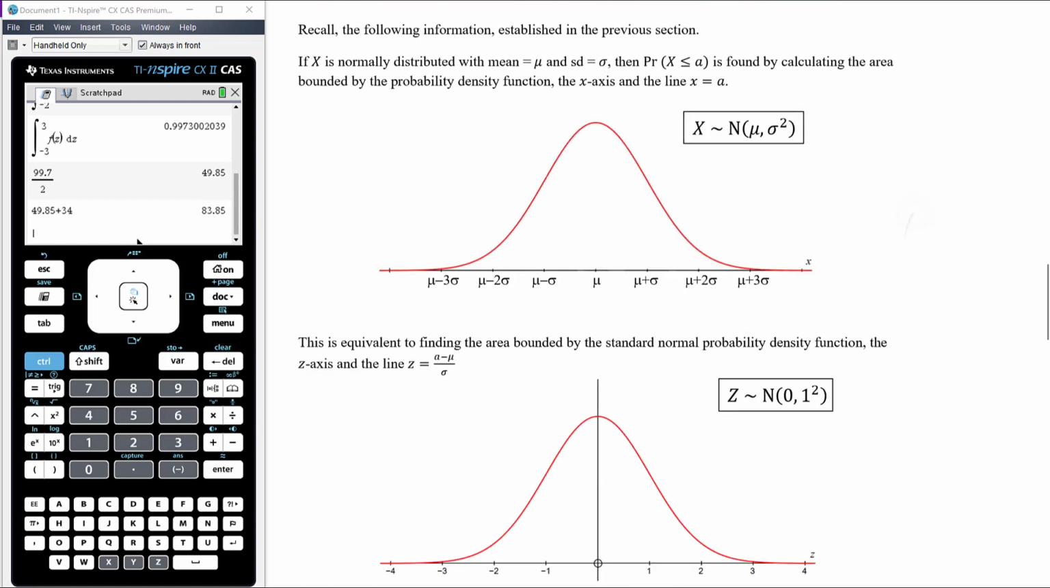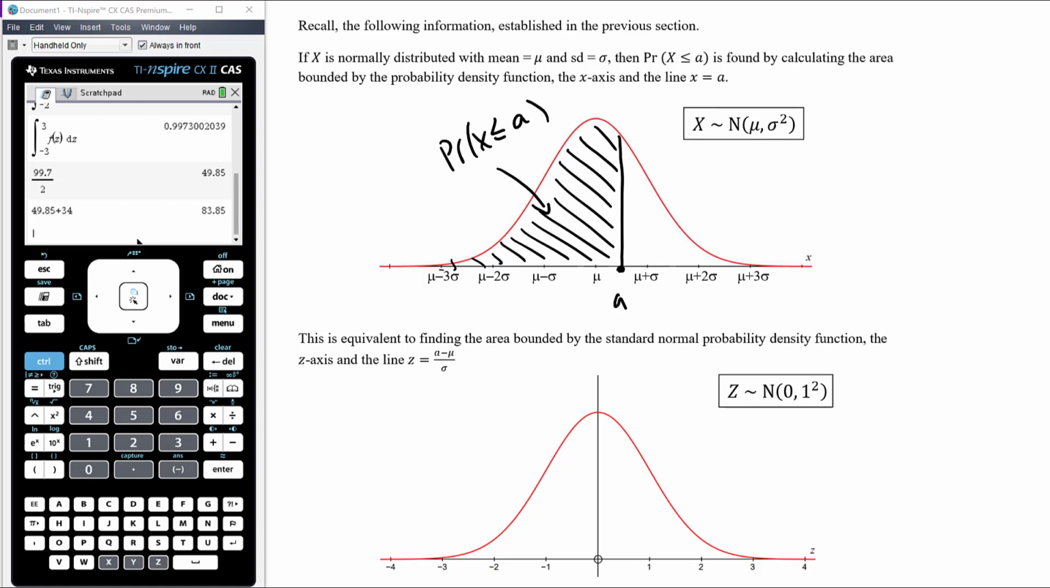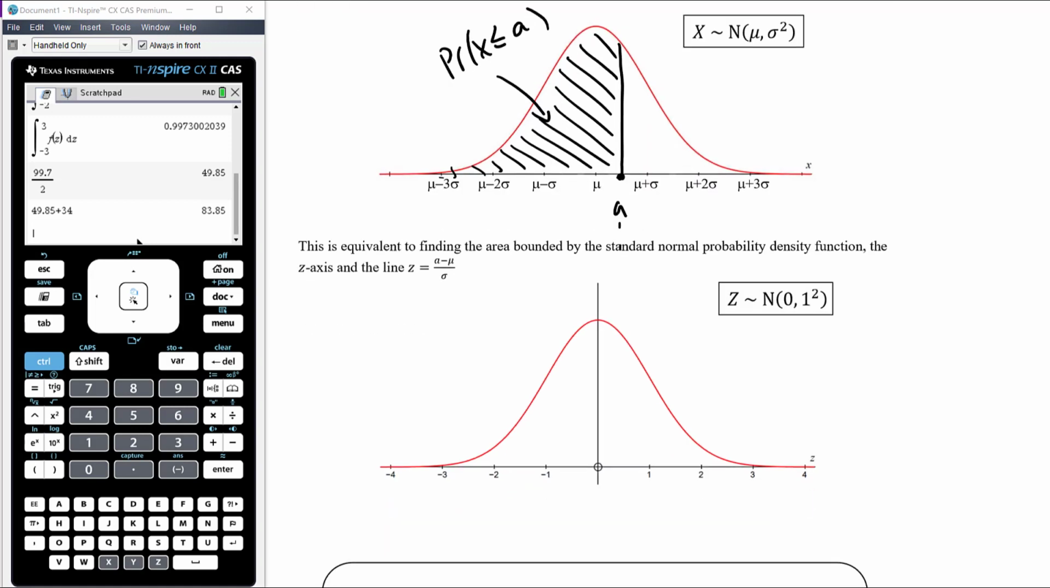Okay, so let's again recall this idea of standardization and this idea that any area underneath a non-standard normal distribution can be corresponded back to an area under the standard normal distribution. You might remember we talked about this. I'm going to draw it slightly differently than before, but it's the same idea. If I want to know the probability that x is less than or equal to a, that's that area there. And then that's going to correspond to an area under the standard normal distribution.